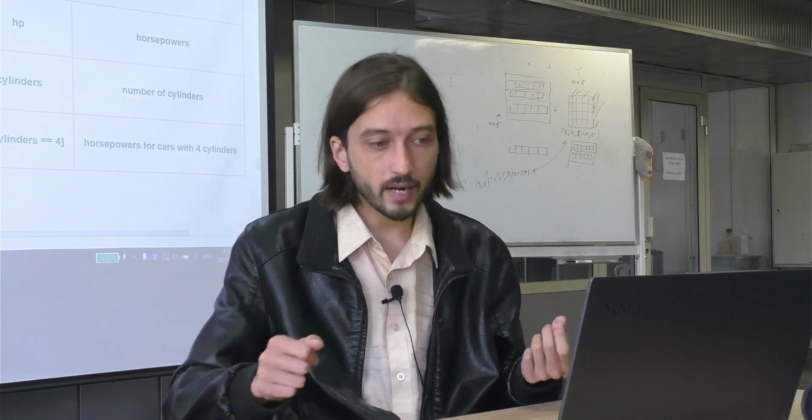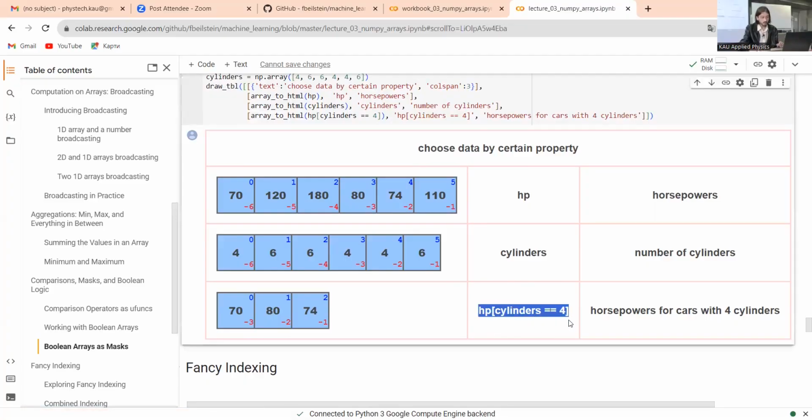And how do I extract them? With this syntax, you see that basically cylinders equals 4. I'm basically creating a Boolean array that contains true and false. It contains true where there are 4 cylinders, and false where there are not. Then I'm using this array right here in place, without any additional code, to extract information on horsepower from the array HP. So I'm using one array to create that true-false and quite a different array to extract data.